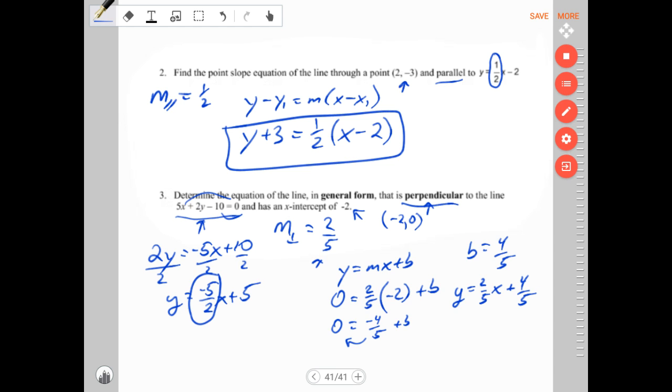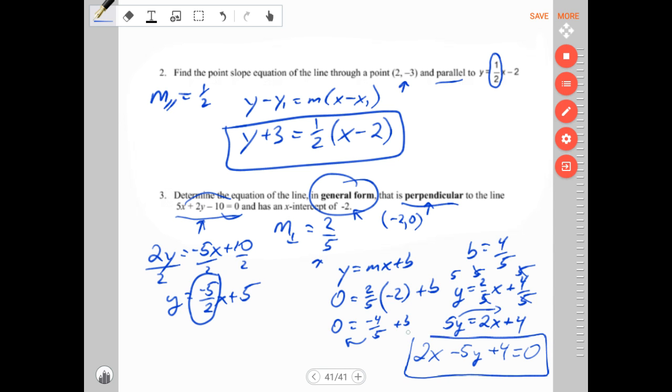So there's the equation. Oh, but wait a sec, we want general form. Oh, crazy. General form can't have fractions. So 5 and 5, the lowest common multiple is 5. Wow, imagine that. So 5, 5, 5. Okay, so we get 5y equals 2x plus 4. Right, the 5s just cancel here and here. Okay, and then we want general form, so we're moving everything over. I like to have the positive x, so we just move that guy. So you get 2x minus 5y plus 4 equals 0. So that is your general form.